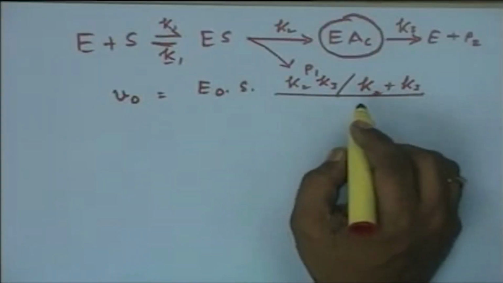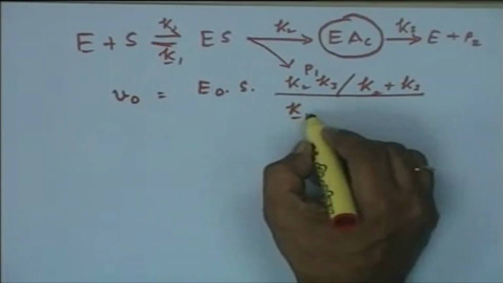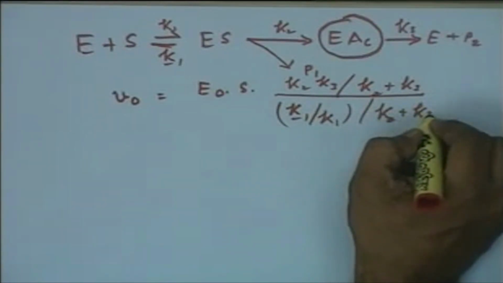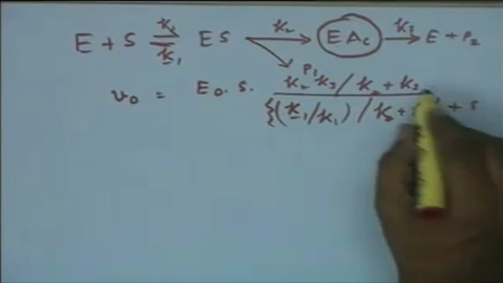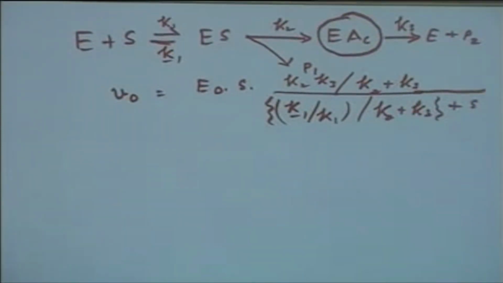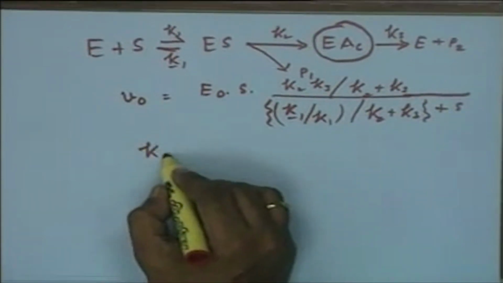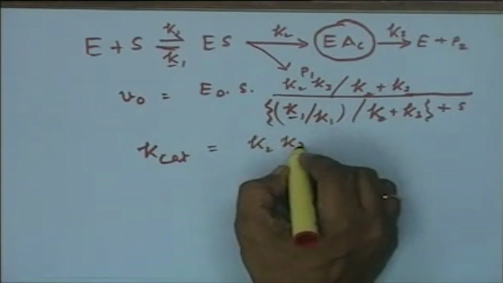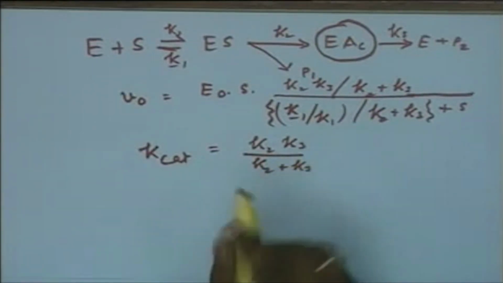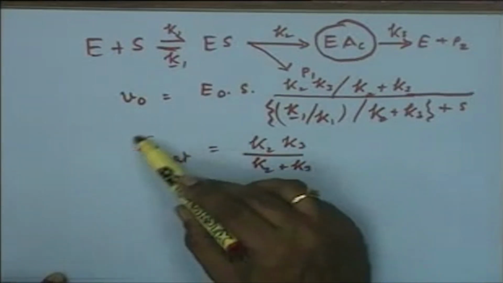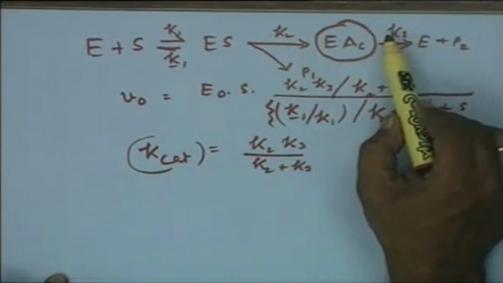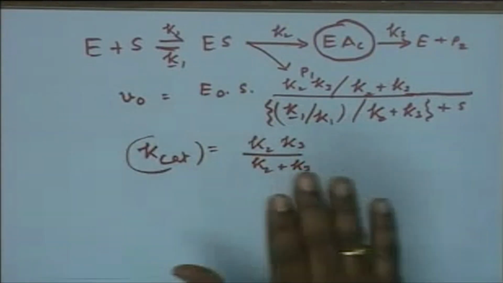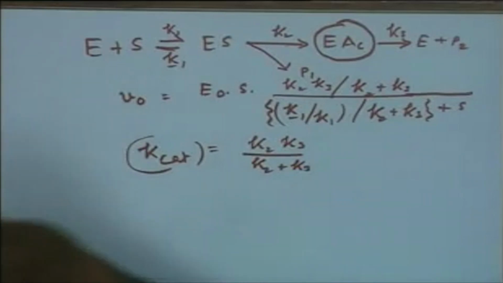And this upon K minus 1 upon K1 upon K2 plus K3 plus S. Now here in such a case, your K catalytic, in analogy to the original Michaelis-Menten hypothesis, will be equivalent to K2 K3 upon K2 plus K3, not a simple K2. The turnover number essentially will depend upon both the parameters K2 as well as K3, and that is another fallacy which is built into the Michaelis-Menten kinetics. It doesn't take care of that.